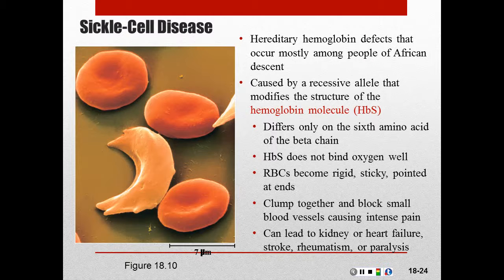Sickle cell disease, another disorder. Sickle cell disease is a hereditary hemoglobin defect that occurs mainly in people of African American descent. It afflicts about 1.3% of people of African American descent and is caused by a recessive allele that substitutes valine for glutamic acid at the 6th amino acid of the hemoglobin beta chain.